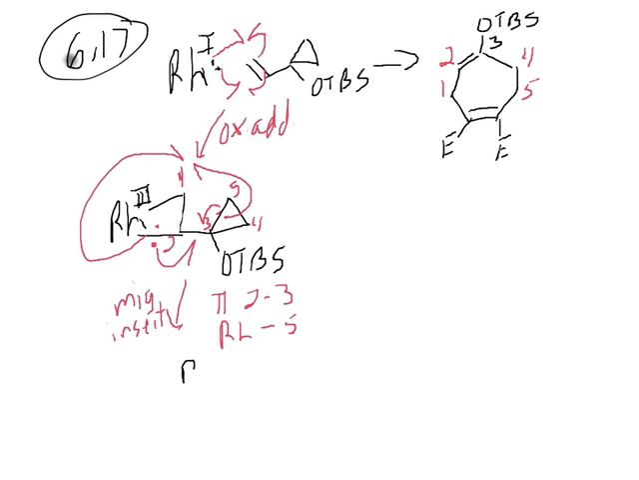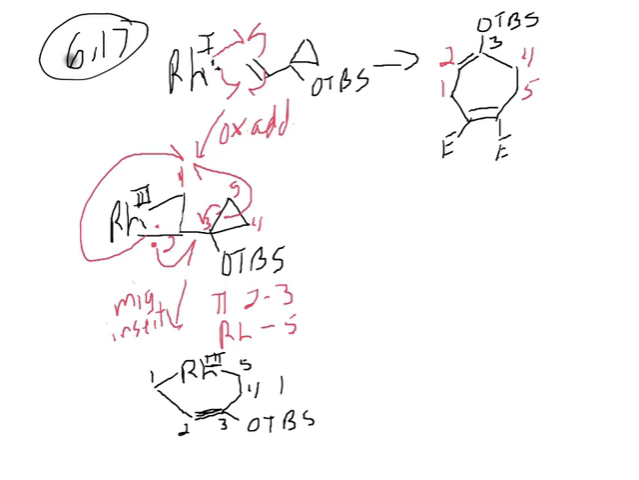So the easiest thing to do is draw the rhodium in the middle. It's still bound to carbon 1. Now it's bound to carbon 5, which is bound to carbon 4, which is also bound to carbon 3, which now has a double bond to 2. This is 2, and 3 still has the OTBS hanging off of it. There's a double bond here. Alright, it's still rhodium 3.